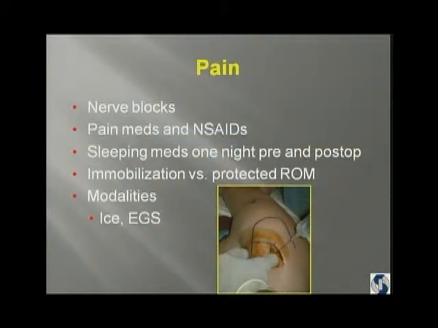We're preemptive about what we do with pain. We do nerve blocks. Preoperatively, we do suprascapular nerve blocks. We use pain medication and anti-inflammatories, of course.